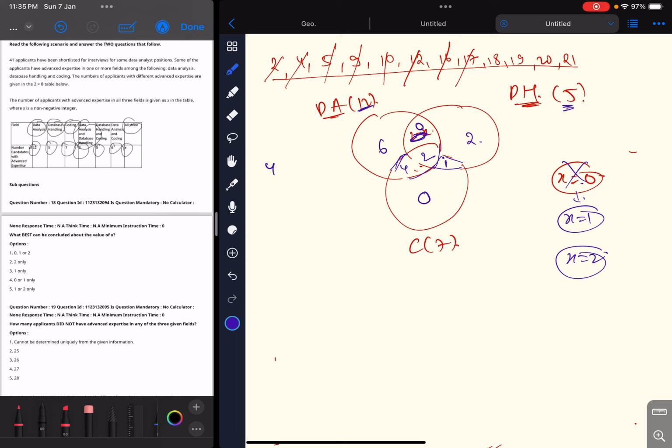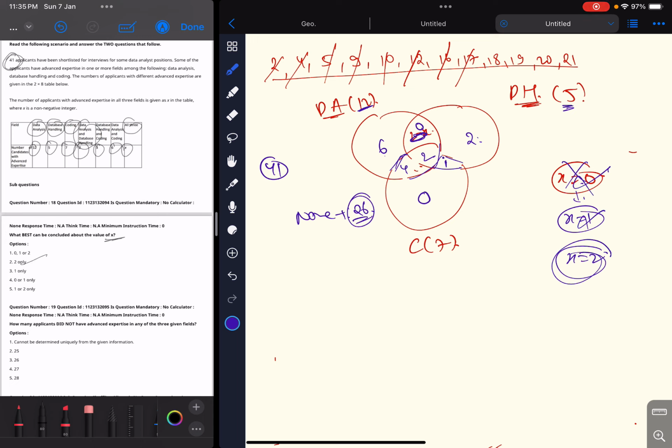Now we know that there are 41 participants in total, it is given in the question. Here, 41 applicants. Now none will be how much? So none will be 41 minus 6, 4, 10, 12, 15, 15 means 26 left. So none is 26. So question number 1 is best concluded about x. So x is 0, 1 not possible, so the only possible value is 2.